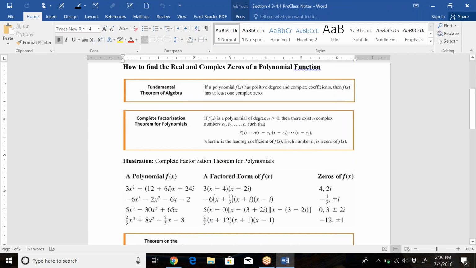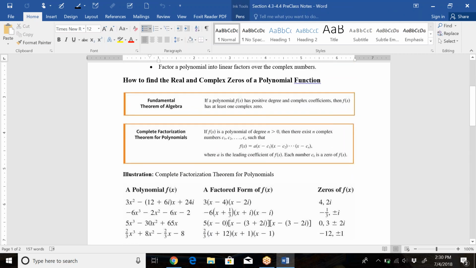So there's this theorem called the fundamental theorem of algebra, which funnily enough, we had to go through almost half of our whole textbook to get to. But it says if a polynomial f of x has a positive degree and complex coefficients, so coefficients that are complex numbers, they can be real numbers or they could even be square roots or imaginary numbers, then f of x will have at least one complex zero. Remember, a zero is something that when you plug it into the function, it equals 0 overall.